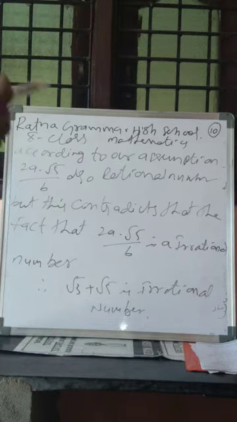Root 5, root 3, root 2, all are irrational numbers only. That's why root 3 plus root 5 is an irrational number.